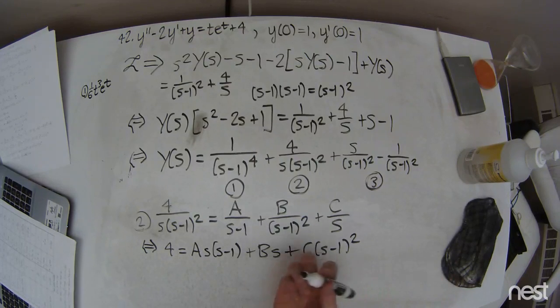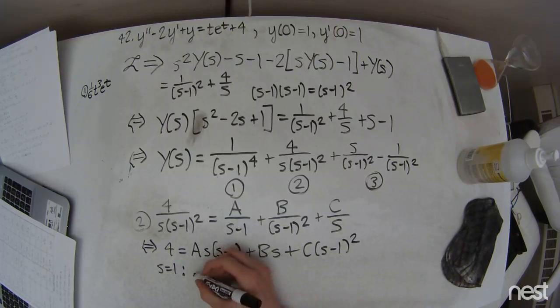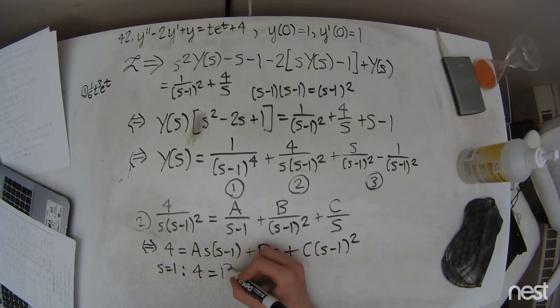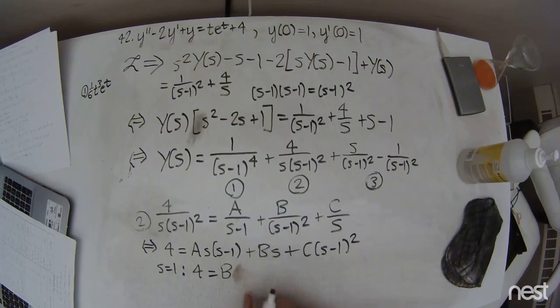So the first one we'll do is just s equals 1. Now that'll cancel out the a and the c terms, so we're going to have 4 equals bs. Helps if I actually plugged in the s, so just b. So that actually works out pretty nicely, solved easily. So now let's choose s equals 0. So that's going to cancel out the a and the b term, so we'll have 4 equals c times negative 1 squared, which is just 1, so c also equals 4.